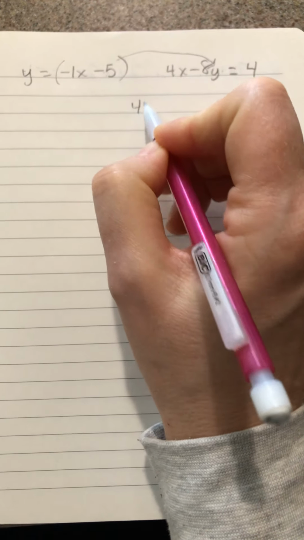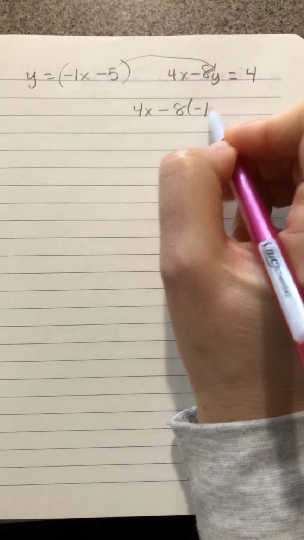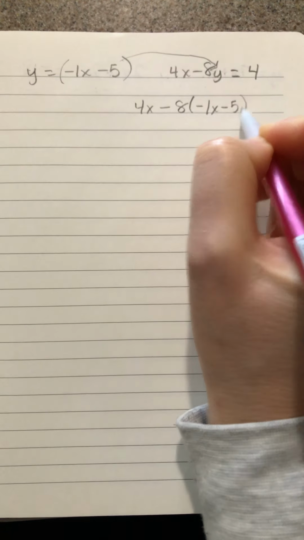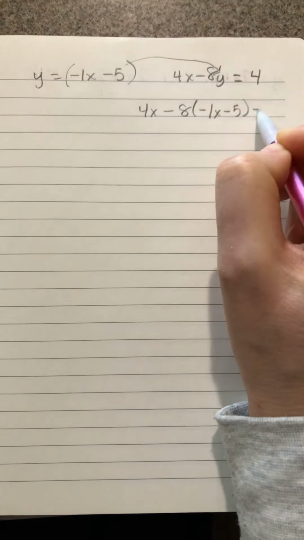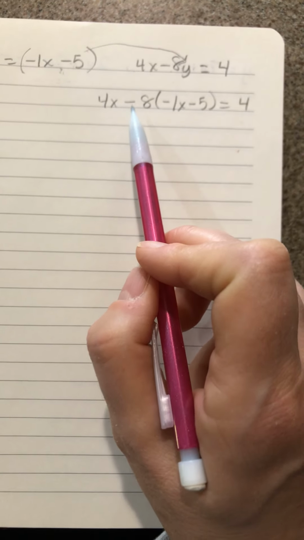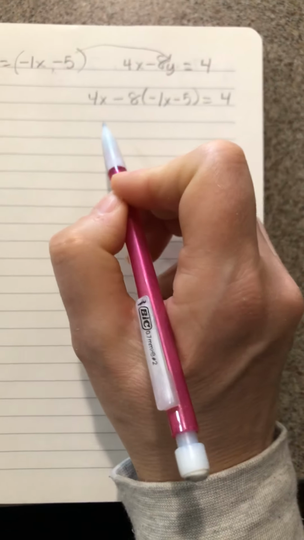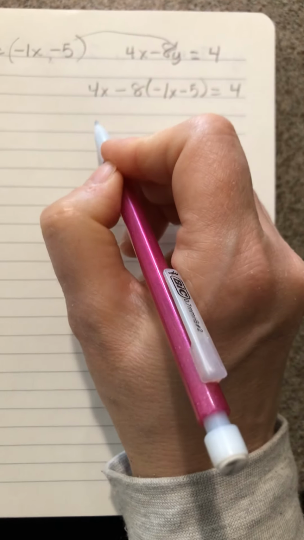So we have 4x minus 8 times negative 1x minus 5 equals 4. So this, we already have been told it's equal to y, so I just plugged it in. Now let's watch our signs here because we're subtracting 8 sets of these parentheses, which is the same as distributing a negative 8.